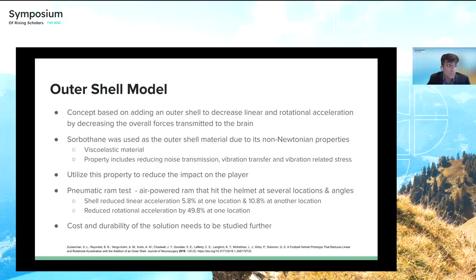The model was tested using a pneumatic ram test, an air-powered ram that hit the helmet at several locations and angles. The researchers found that the shell reduced linear accelerations 5.8% at one location and 10.8% at another location, and reduced rotational acceleration by 49.8% at one location. These results are very promising, but further research needs to go into the cost of the material and its overall durability, similar to the IDM decal. Overall, the outer shell model should be considered as a possible preventative measure for the future.